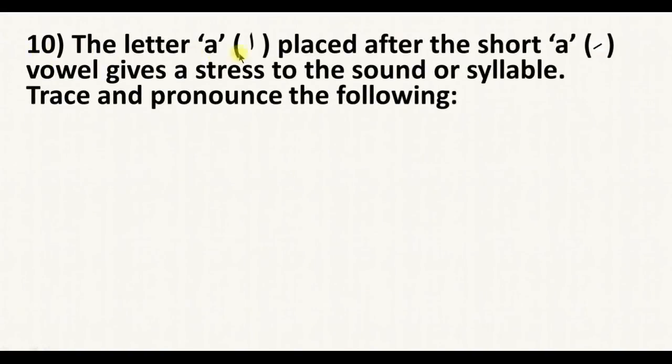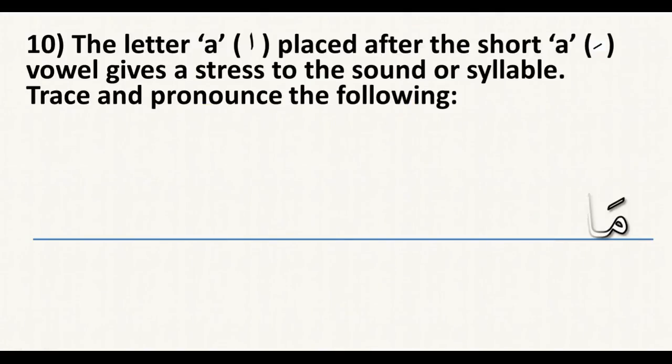Number 10. The letter A placed after the short A vowel gives a stress to the sound or syllable. Trace and pronounce the following. Here you have the letter A after the short A vowel. When you spell this syllable, you say M-A-A ma. That is, you call the letter first with its short vowel above, and then you add the letter A after it. And so you have a syllable that must be stressed. Once again, it is M-A-A ma.